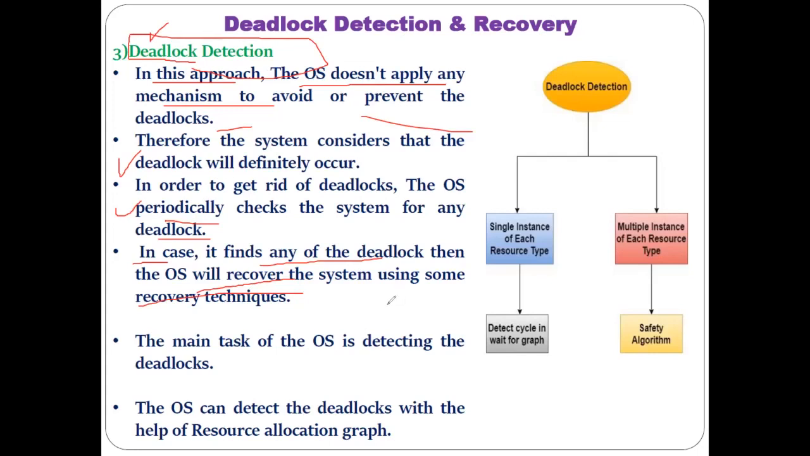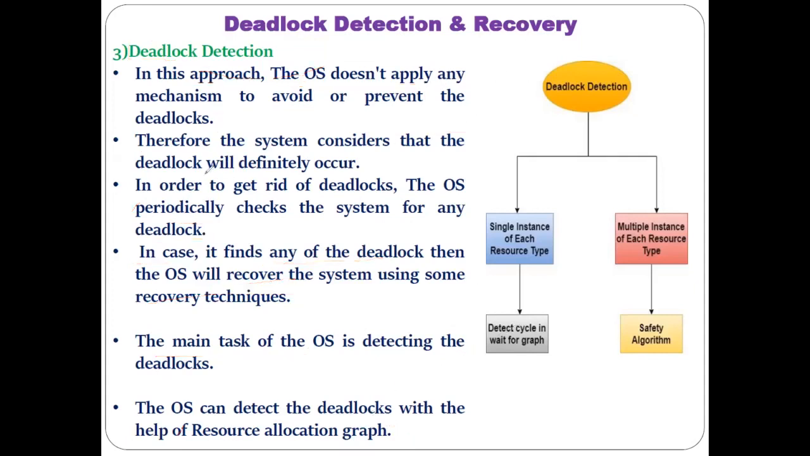So the main task of the operating system here is the detection of the deadlock. The operating system utilizes different techniques to detect the deadlock. There are various cases for the detection of the deadlock. The operating system utilizes the resource allocation graph in order to detect the deadlock. We are going to see all of that.